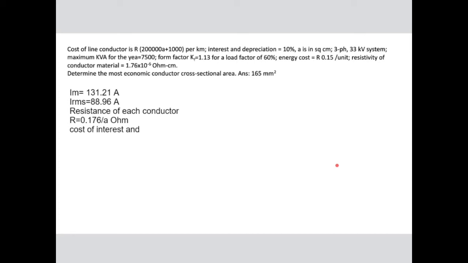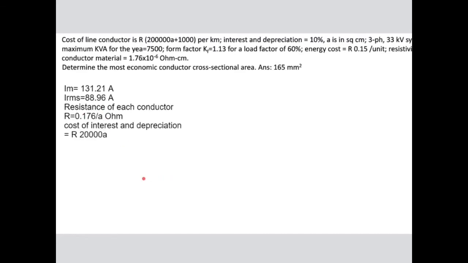So we have resistance, and then we can find out the cost of interest and depreciation. It is equal to rand 20,000 A. That's what we calculated, taking only the part which has A. It was 20,000 A from the previous one, if you remember. The interest rate is still 10%, is the same, no difference here. And then we can go to the next step. Okay, let me keep it as it is.